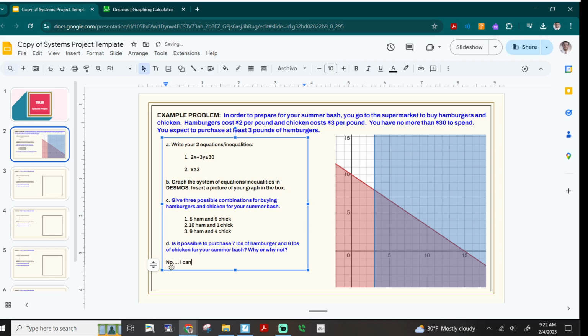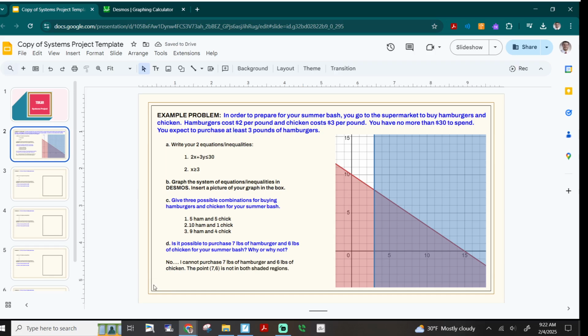No, I cannot purchase 7 pounds of hamburger and 6 pounds of chicken. The point (7, 6) is not in both shaded regions. Once I have written my 2 equations, I've put in a graph, and I've answered both parts, this problem is done, and this problem would receive 100%.